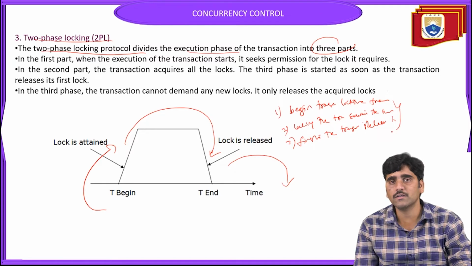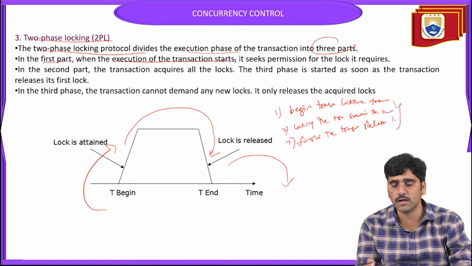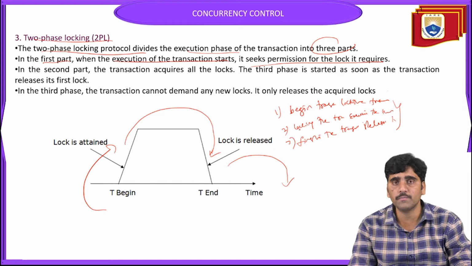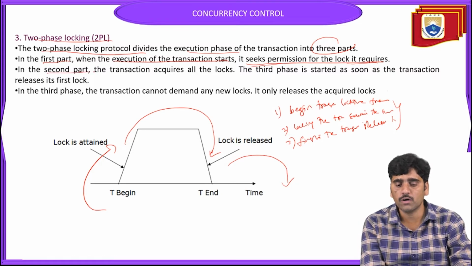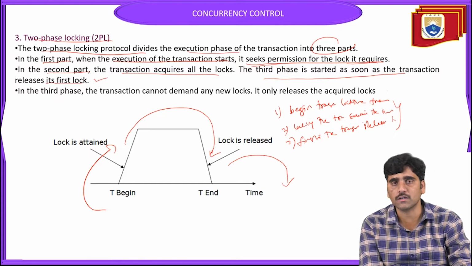So here there are three phases. The first part, when the execution of the transaction starts, it seeks permissions for the locks it requires, as in the pre-claiming protocol. It seeks the permission from the DBMS to acquire the locks for the transaction. In the second part, the transaction acquires all the locks, and the third phase starts as soon as the transaction releases its first lock.